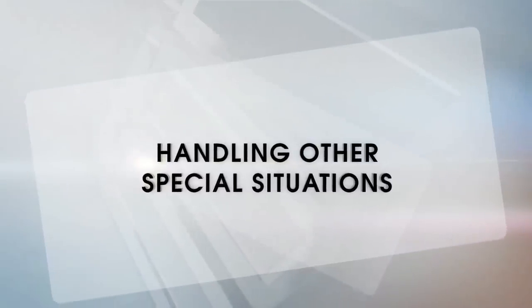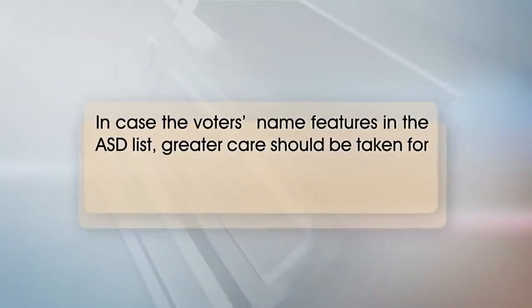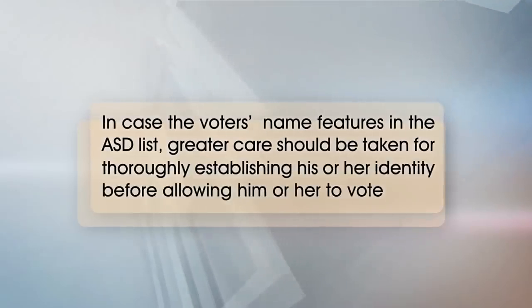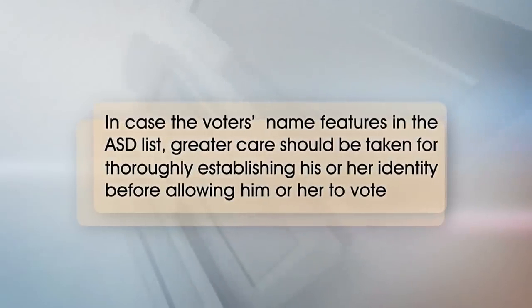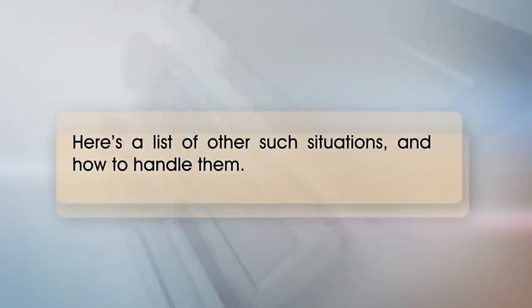Handling other special situations. In case the voter's name features in the ASD list, greater care should be taken for thoroughly establishing his or her identity before allowing him or her to vote. Here's a list of other such situations and how to handle them.